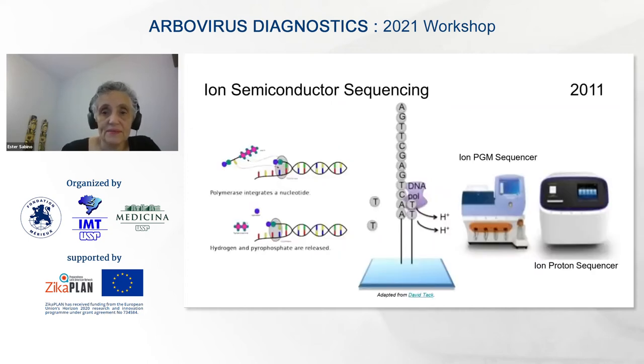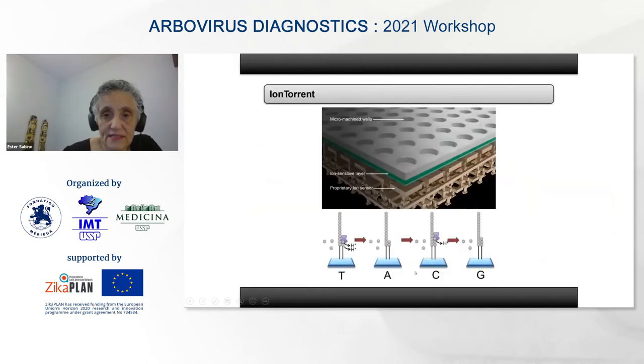And then there was an update with ion semiconductor sequencing. It's very similar to the first one in terms of how it works. You also do endpoint dilution of your DNA into those emulsions. But instead of measuring light, they measure hydrogen ions and the change in pH, which made this a little bit cheaper than the previous sequencers. So this is how it works.